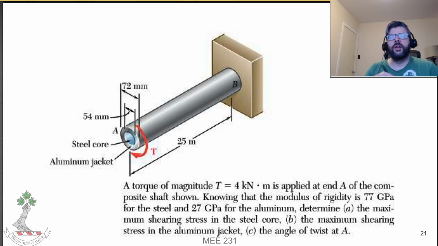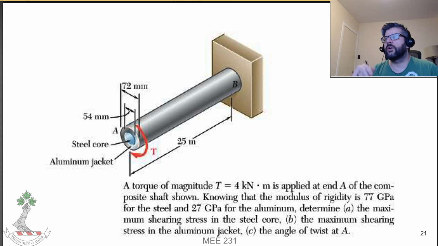Okay, so let's look at another type of indeterminate problem. This is the one where we have a composite shaft. It has a steel core in the middle and an aluminum jacket. The steel core has a modulus of rigidity of 77 gigapascals and is 54 millimeters in diameter. The aluminum jacket's modulus of rigidity is 27 gigapascals, and its outer diameter is 72 millimeters.